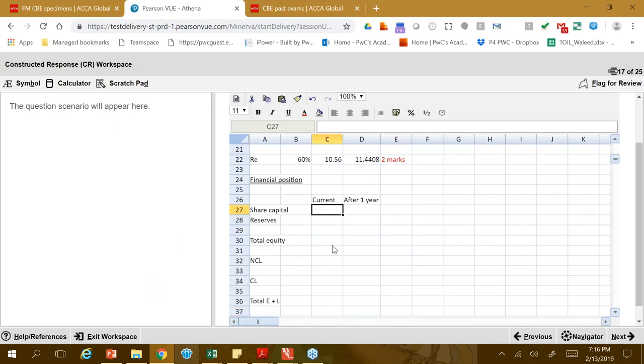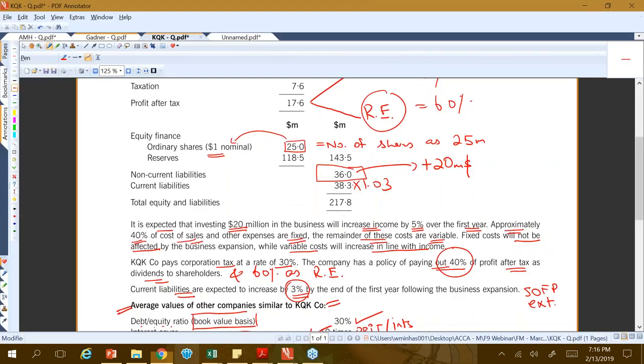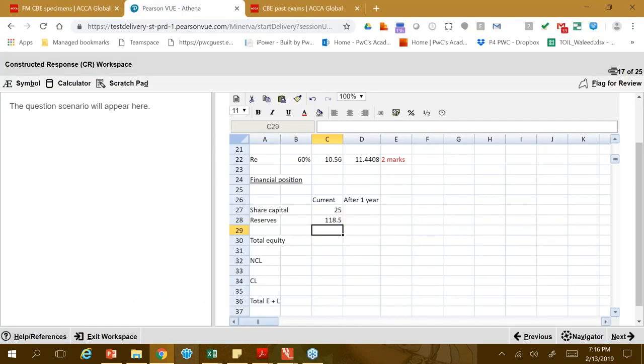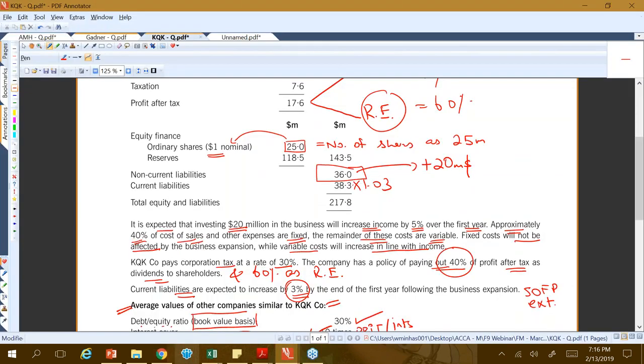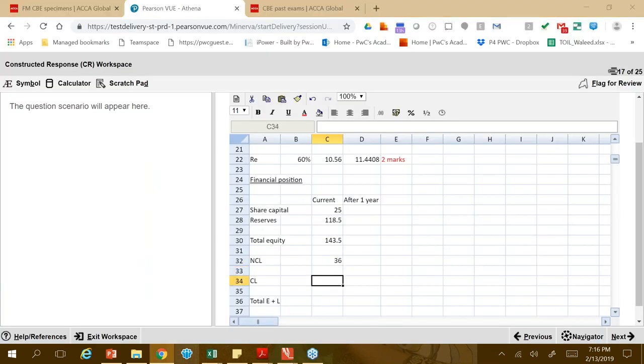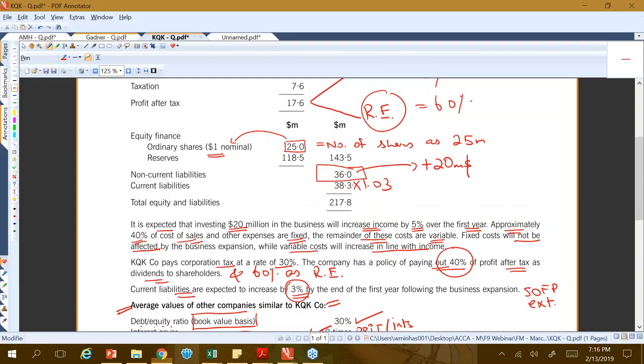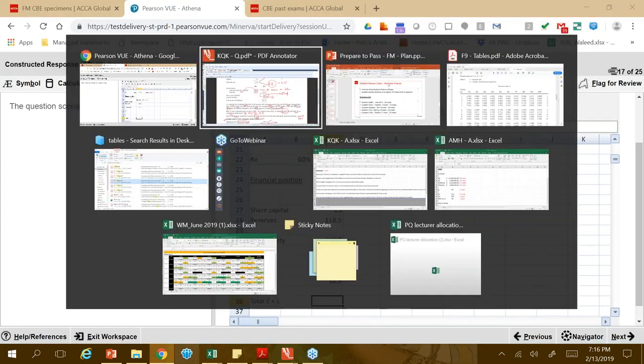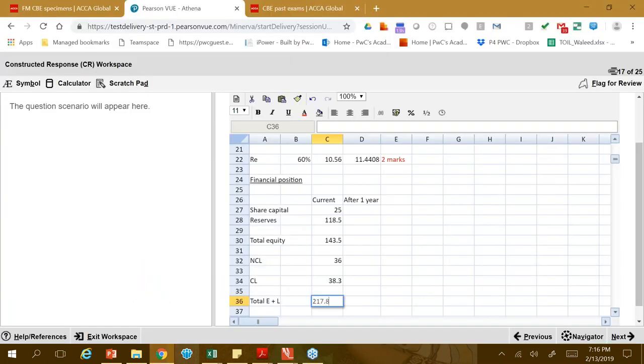Okay, so share capital current is 25. Reserves are 118.5. The total equity here is given as 143.5. Non-current liabilities are 36. Current liabilities are 38.3. And then the total equity and liabilities is 217.8. Now I need to construct this after 1 year.